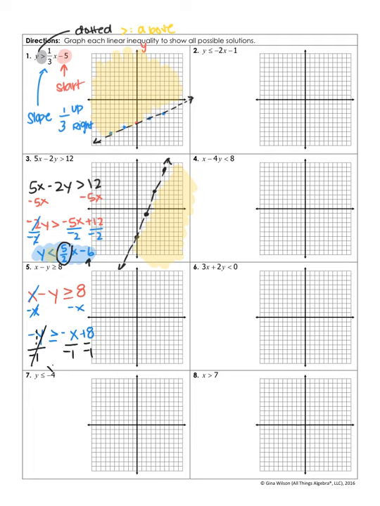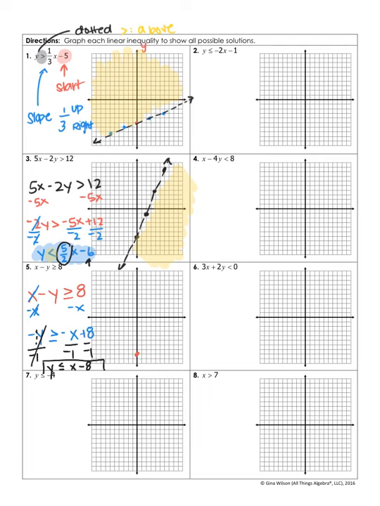When I do that, I end up with y. I divided by a negative, so I have to flip my sign. Y is less than or equal to, a negative divided by a negative makes a positive 1x, and then 8 divided by negative 1 is negative 8. So I now have y is less than or equal to x minus 8, and I can go ahead and graph it. So I'm going to start at negative 8.